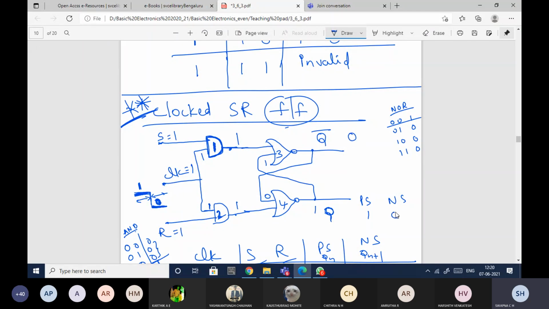1, 0, the output will be equal to 0. This 0 will go back here. So 0, 1, the output will be equal to 0. This 0 will come back here. 0, 1, the output will be equal to 0. So if you observe, Q and Q bar are not complement of each other.